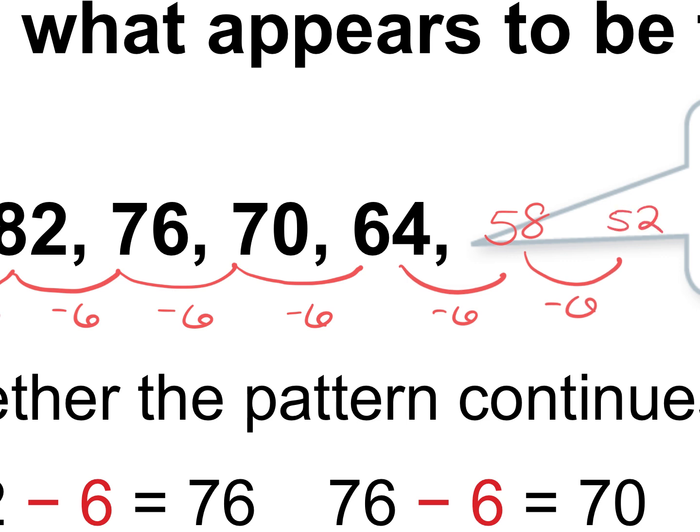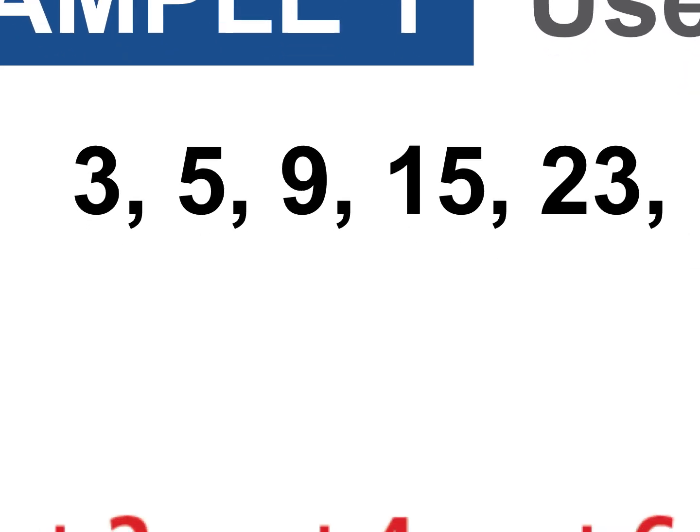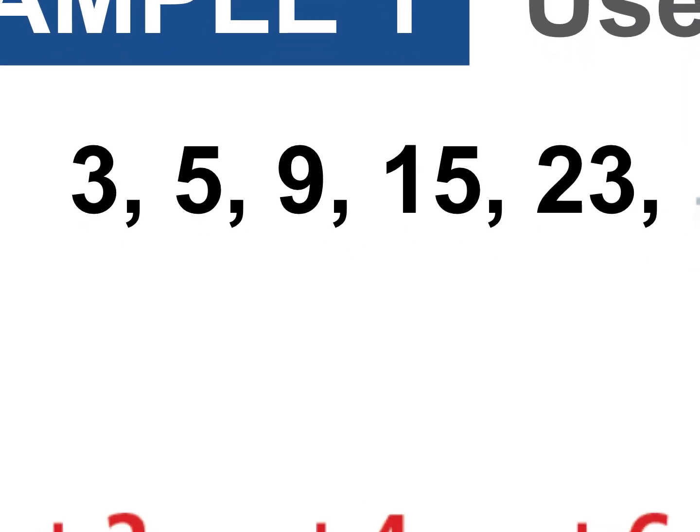Let's look at another one that's not going to be so cut and dry. This sequence right here. We're going to do the same process. So how do I get from 3 to 5? Add 2. Can I assume all these are 2? No. 5 to 9? Add 4. 9 to 15? 6. 15 to 23? 8. What's happening in each one? They're adding 2 more each time.